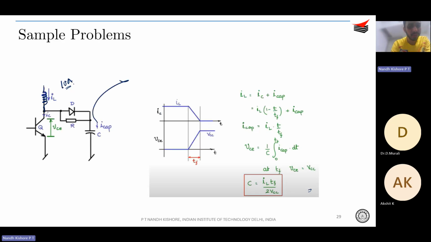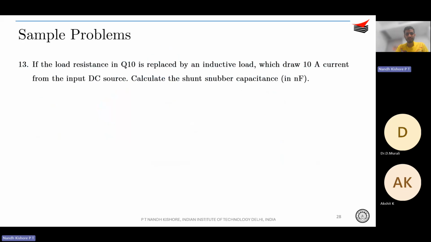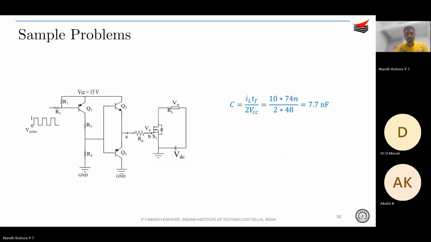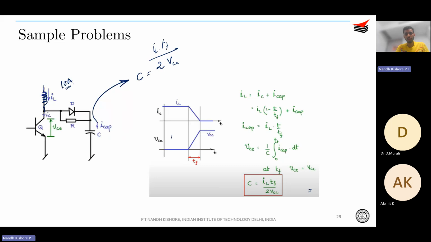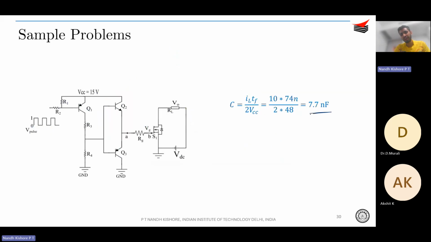We have already done this kind of question. You know that C is going to be IL into TF by 2 VCC, correct? IL is 10 ampere, and TF is 74 nanoseconds, divided by 2 into VCC, which is 48. It's a straightforward relation. So you get C from this. Again, it's just a substitution of all the known parameters.